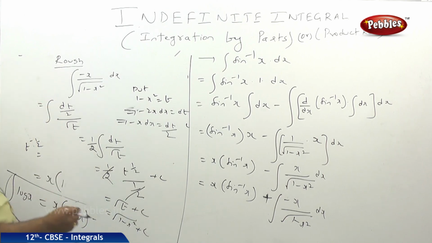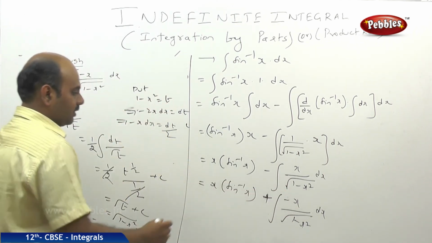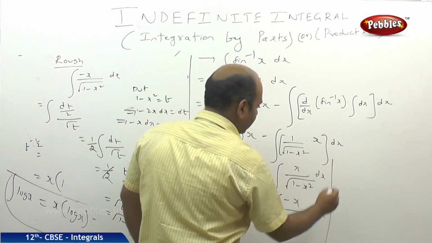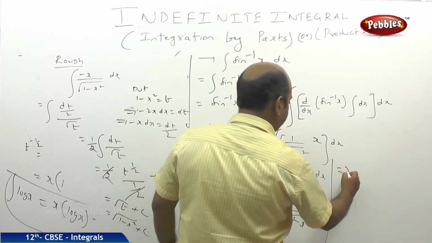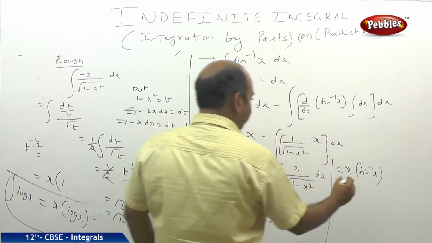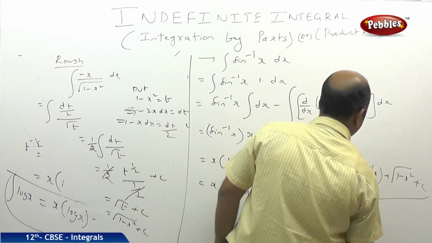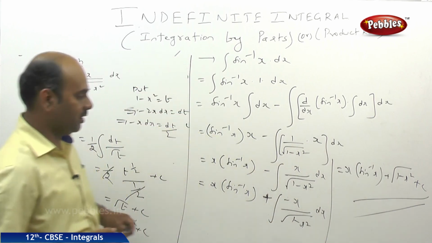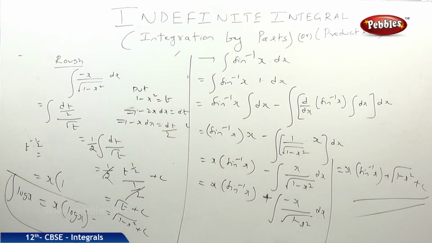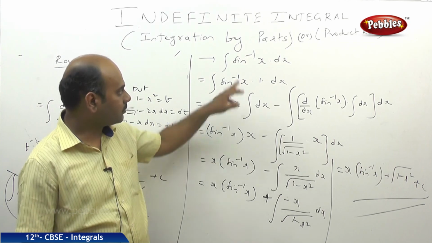So definitely what can I tell? In place of this particular integral, I will write the answer here. The next step: x into sine inverse of x plus under root of 1 minus x square plus c. It's a very, very important problem. You should remember. Once again I will be explaining this problem.